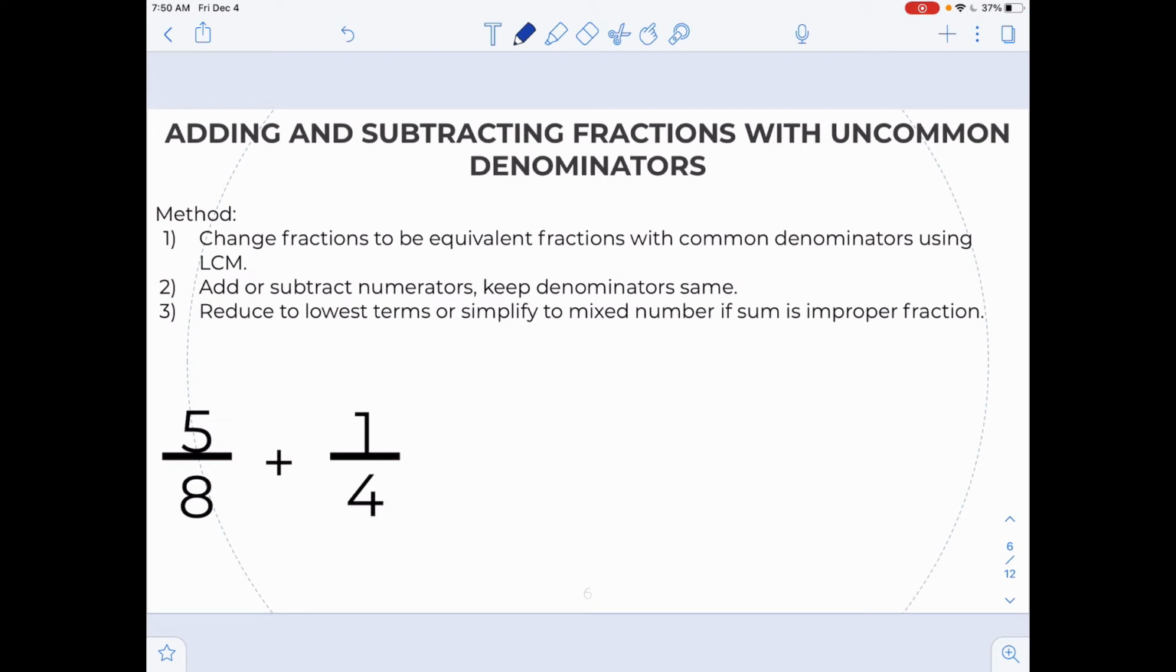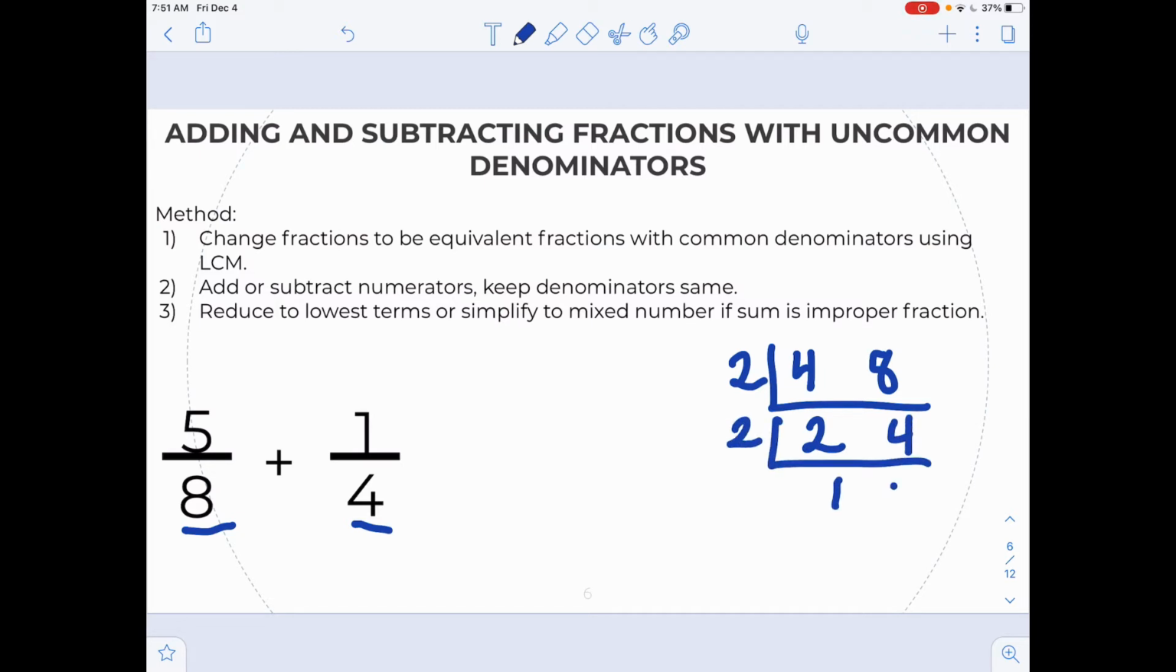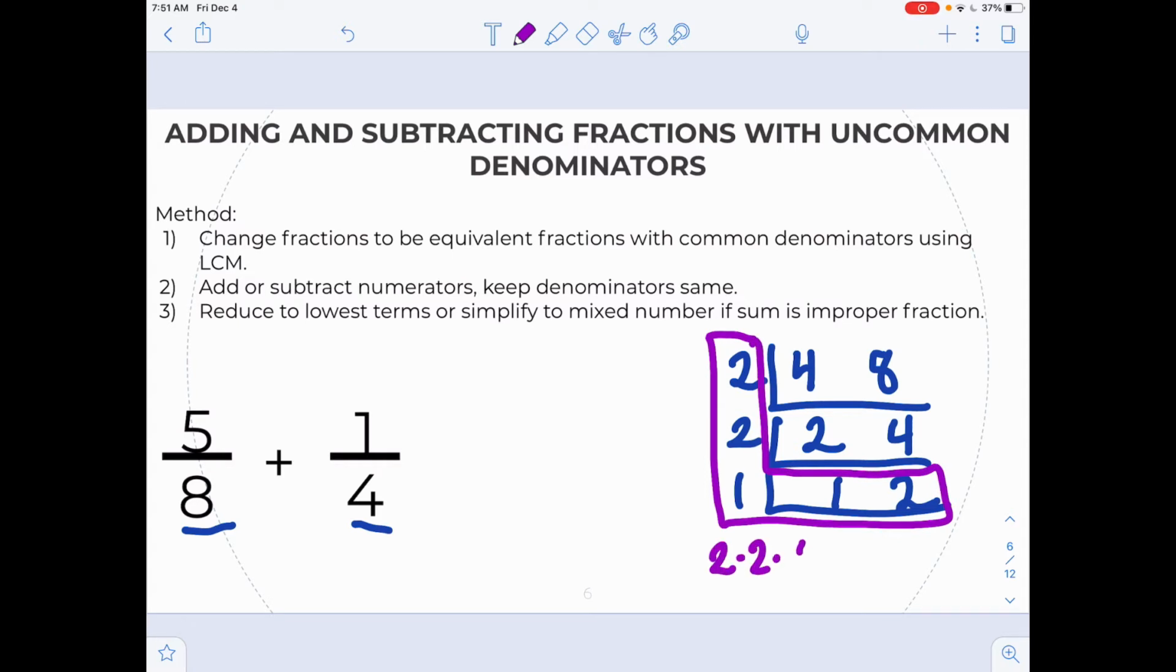When I want to add and subtract fractions with uncommon denominators, I just need to add an additional step to start. I need to change the fractions to be equivalent with common denominators using the least common multiple. So I have 5/8 plus 1/4, so I want to find the least common multiple of my denominators, 8 and 4. I can divide both of those by 2. I can divide both by 2 again. And now I have the 1. So when I do my least common multiple, I need to multiply 2 times 2 times 1 times 1 times 2. So the least common multiple is 8.